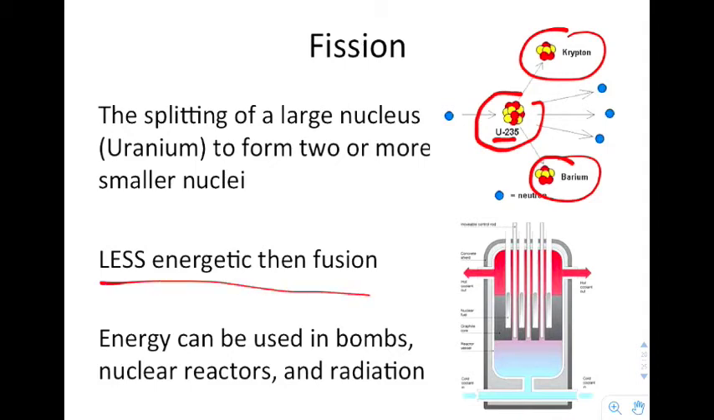Because it is less energetic than fusion, we can actually contain fission reactions. You can make a nuclear bomb out of fission, but you can also capture it in a nuclear reactor, and you can actually use it to generate different types of radiation. What you see is a nuclear reactor right here. In the nuclear reactor, you have a nuclear reaction that occurs.